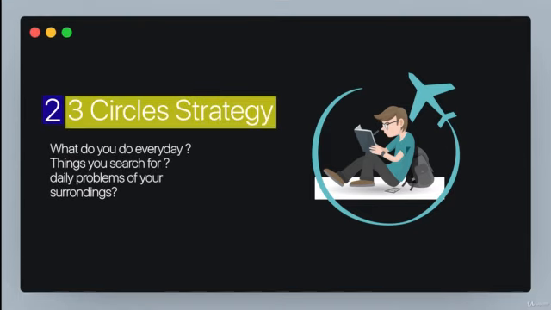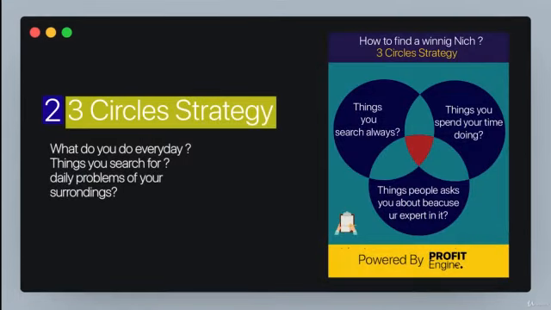2. Define your interests. 3. Circle strategy. What are things that you spend your time doing every day? What are things that you search every day? And things your friends ask you about because you are an expert in it for them. You can also ask these questions: what are daily problems which your neighbors or co-workers are facing? I mean, define problems and try to creatively find a theoretical solution that can be a website or an article.